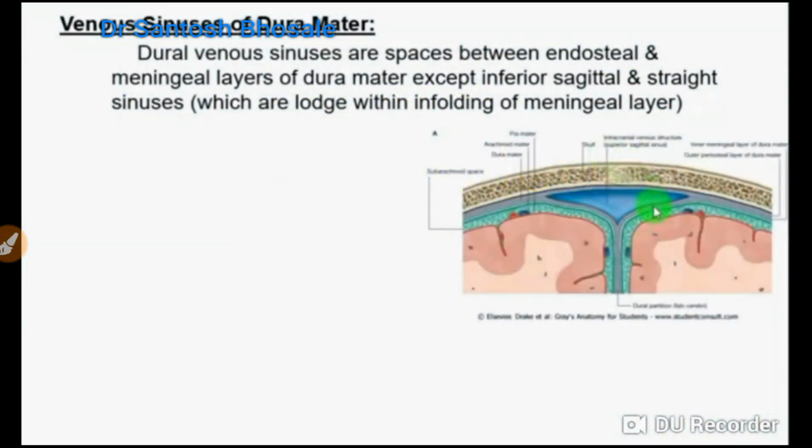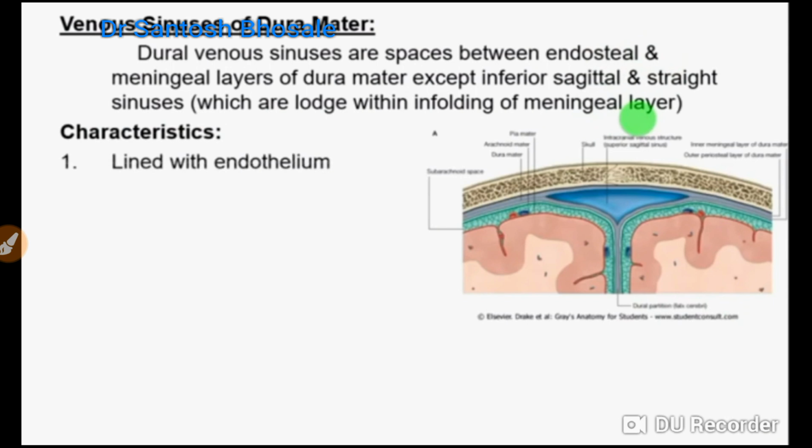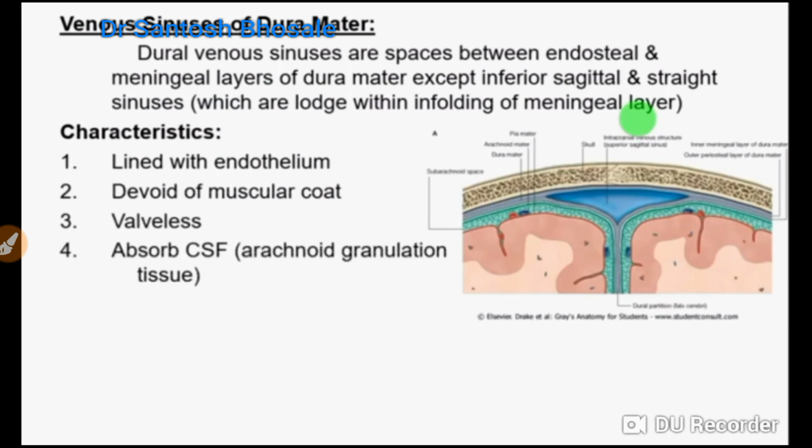Hello friends, now we will discuss dural venous sinuses. Dural venous sinuses are the spaces between the endosteal and meningeal layers of the dura mater, except at the lower margin of falx cerebri, and where falx cerebri meets the tentorium cerebelli, there you see inferior sagittal sinus and straight sinus.